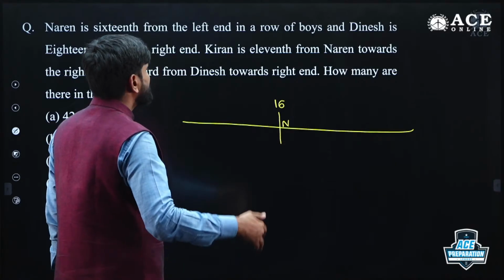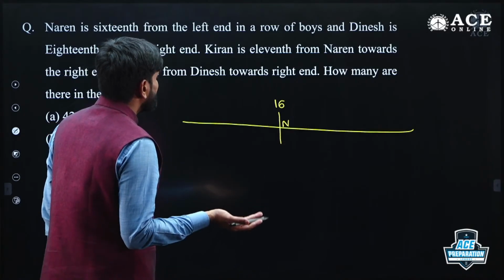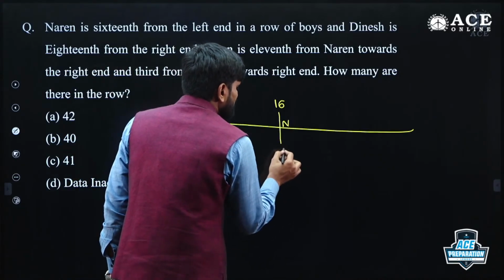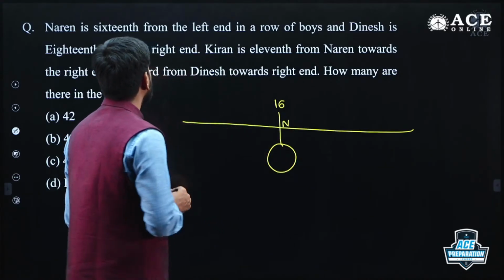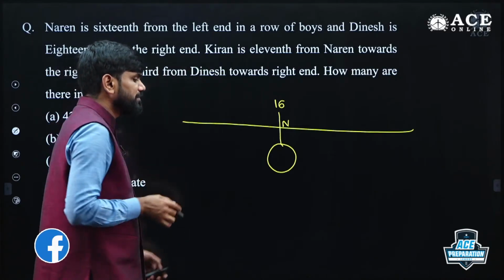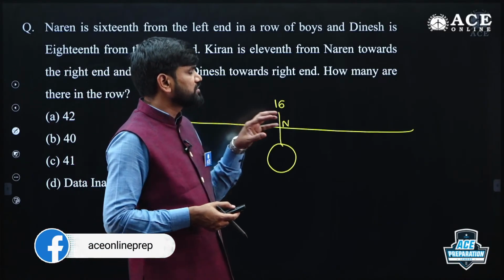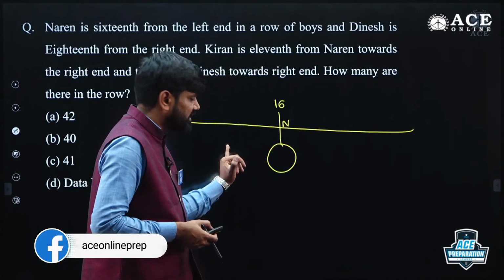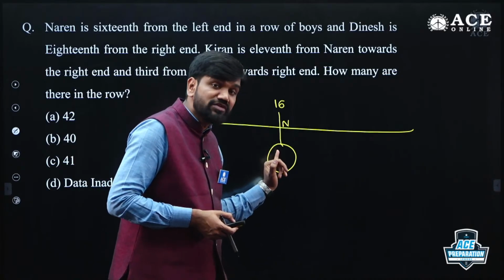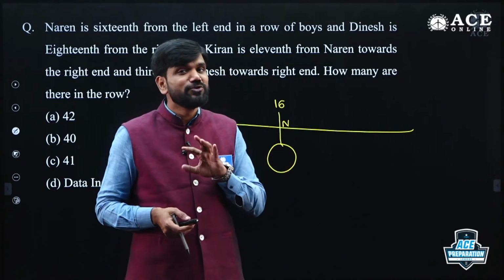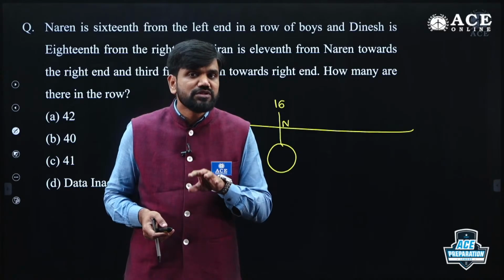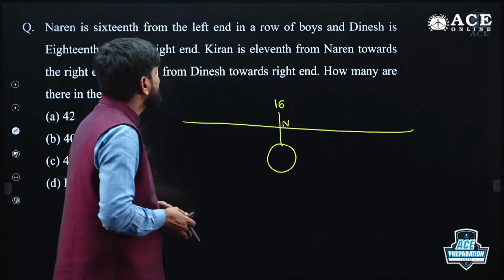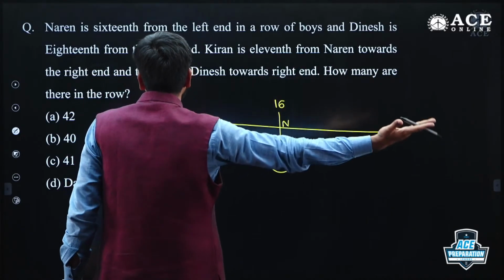And Dinesh is 18th from the right end. So Naren is 16th from the left end, and Dinesh is 18th from the right end. To decide whether Dinesh comes on this side or this side, I should know the position of Naren from the right end. As I don't know that, I am not going to put Dinesh now. Further, they said Kiran is 11th from Naren towards the right end.